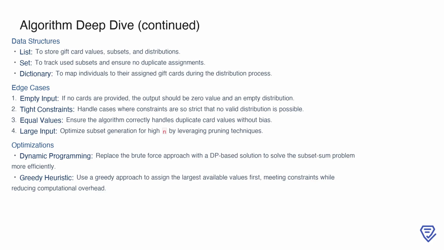Dynamic programming can replace the brute force approach for subset generation, enabling us to solve the subset sum problem more efficiently. A greedy heuristic can also be employed to prioritize assigning the largest available card values first, which helps meet constraints while reducing computational overhead. These techniques can significantly enhance the algorithm's efficiency and scalability.